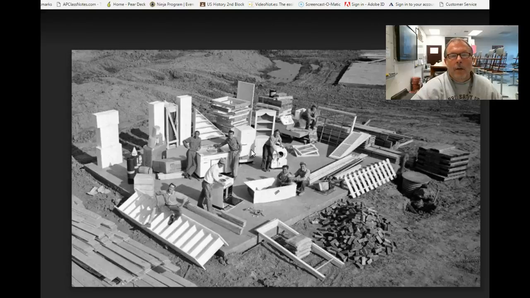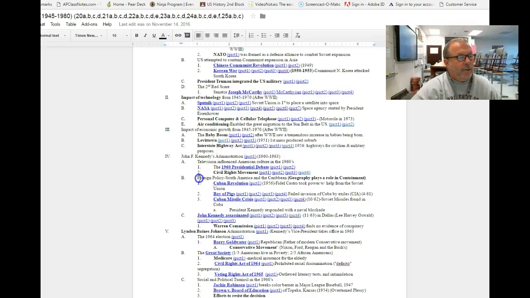Sometimes I call William Levitt the Henry Ford of building houses, where Henry Ford figured out through mass production techniques how to build cars in large numbers at cheap prices. William Levitt does the same thing in the construction industry for housing.